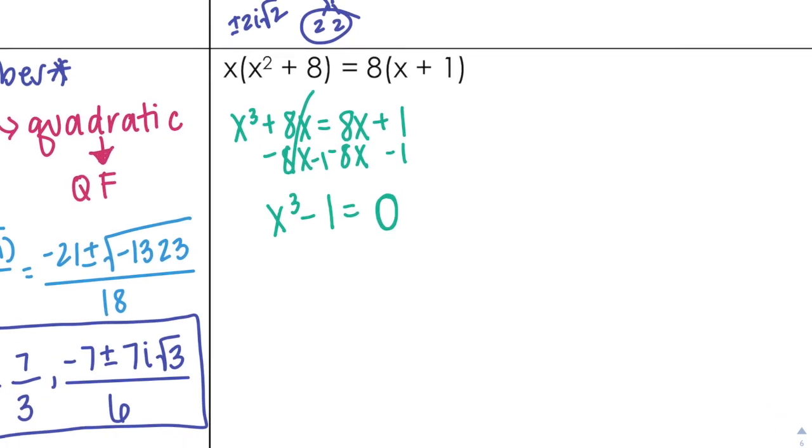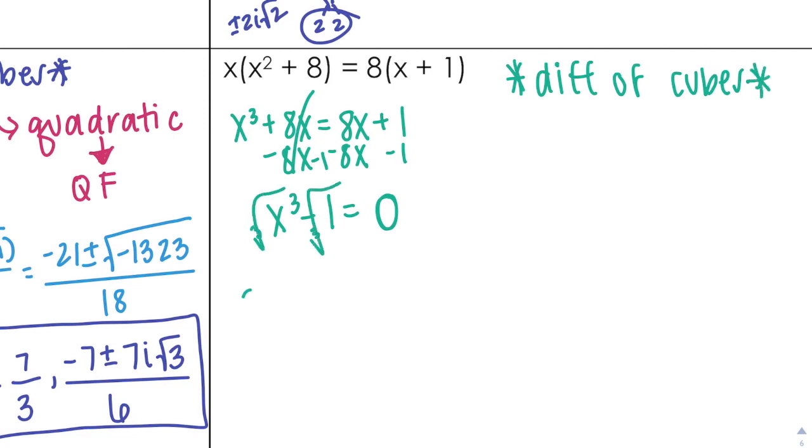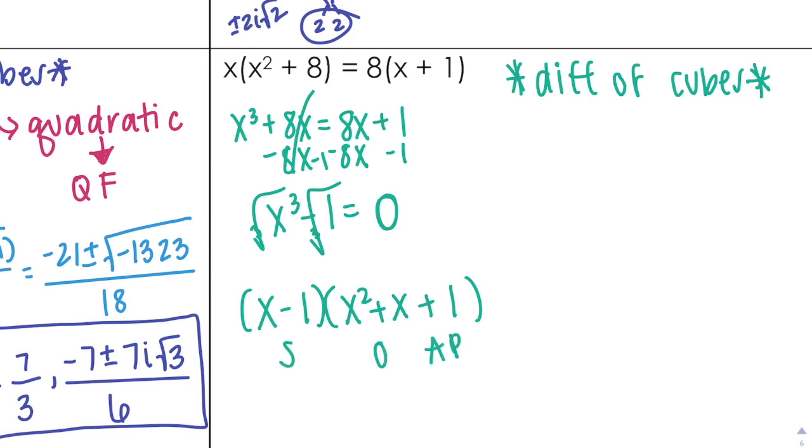Which hopefully something's going off in your head. Ding, ding, ding. This is a difference of cubes. So I'm going to follow the SOAP thing again. Remember, 2 terms and then 3 terms. So my 2 terms would be cubic root, cubic root. So I get x minus 1. Remember, SOAP, same sign. My quadratic is going to be x squared. The last term would be 1. X times 1 is x, and then plus. From my SOAP, same sign, opposite sign, always positive.